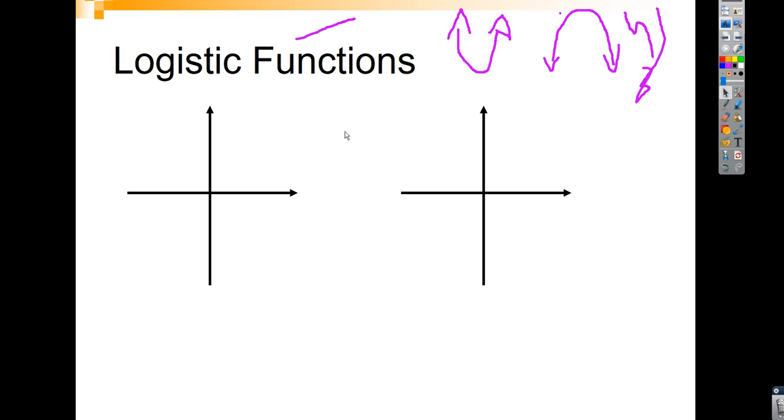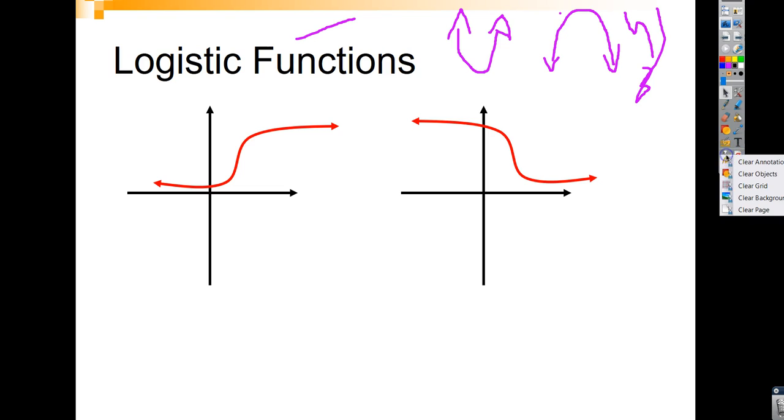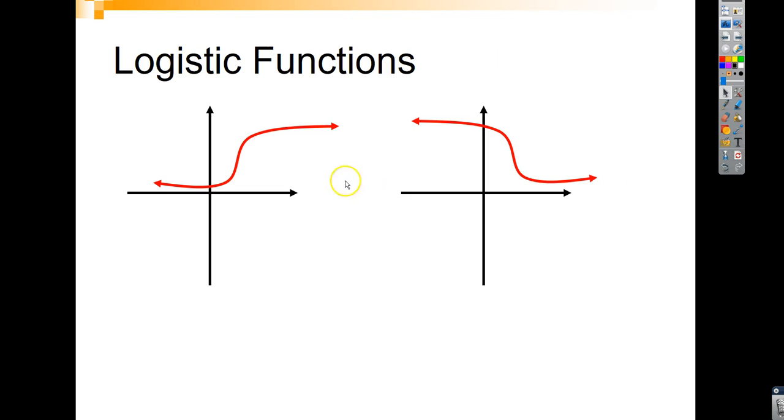Logistic functions, these are logs, and they look like this, kind of like a cubic laying sideways. Let me get rid of my markings. So this is a log function. Let's see what's on our paper if I'm missing anything.